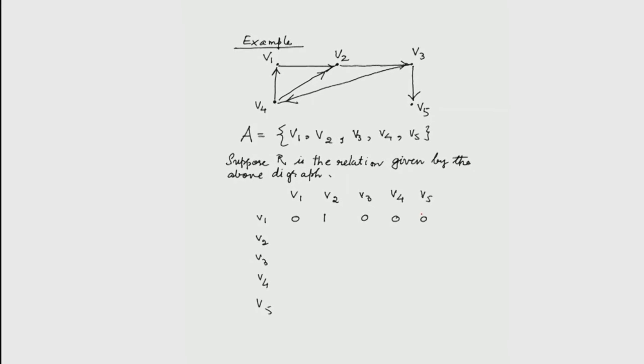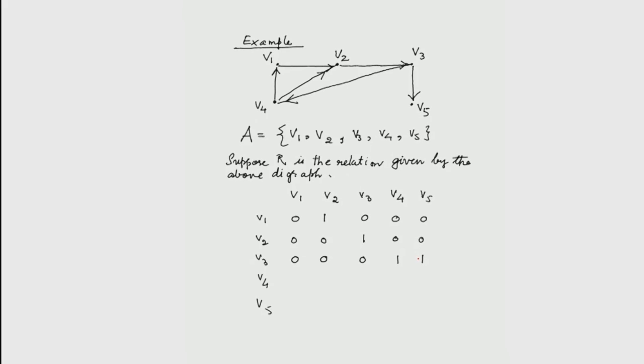Now, let us look at V2. V2 is related to V3. Well, I put a 1 there, and otherwise V2 is not related to anything else. Therefore, I will put zeros as the other entries of the second row. And then we come to V3, that is the third row, and in the third row V3 is related to two elements, V4 and V5. So, V3 is not related to V1, so I put a 0 over here, V3 is not related to V2, I put a 0 over here, V3 is not related to itself, so I put a 0 here, but V3 is related to V4, therefore, I will put a 1 over here, and V3 is related to V5, so I put a 1 over here again.